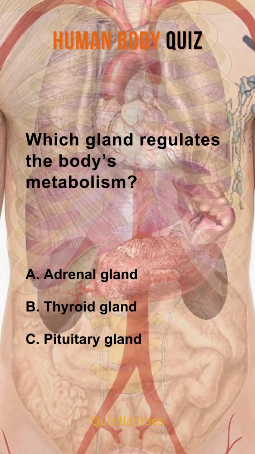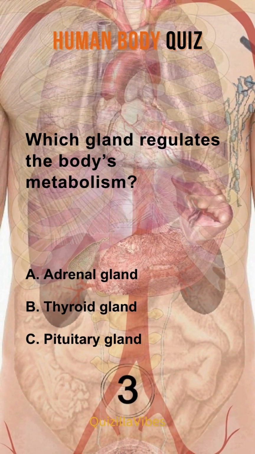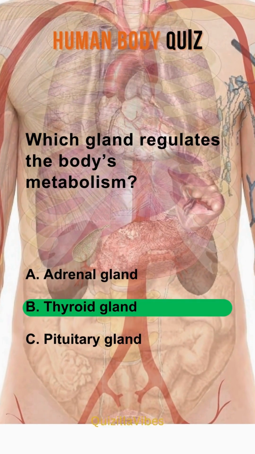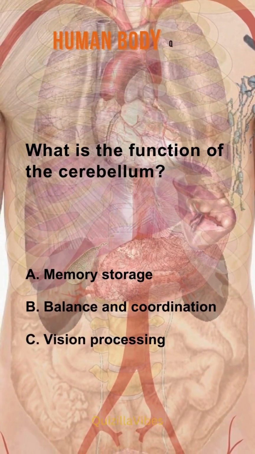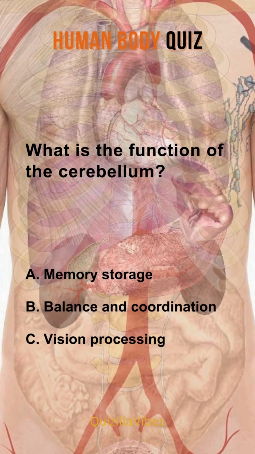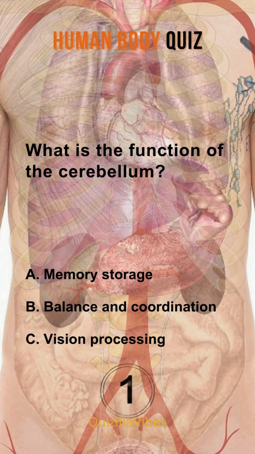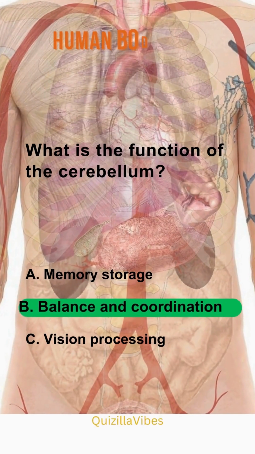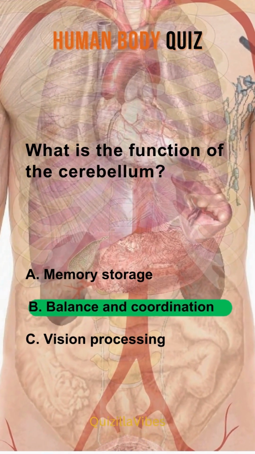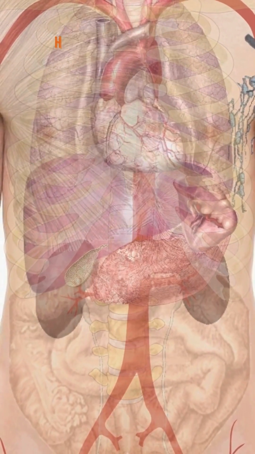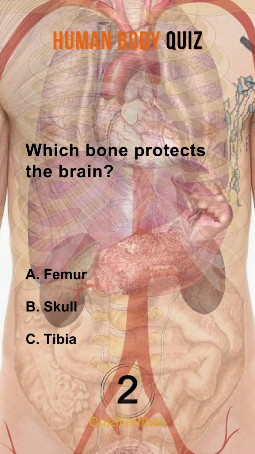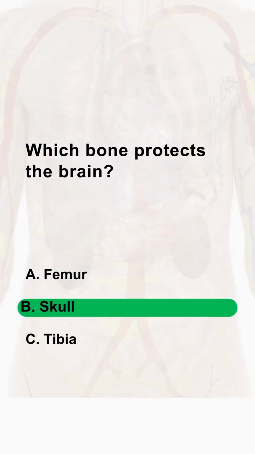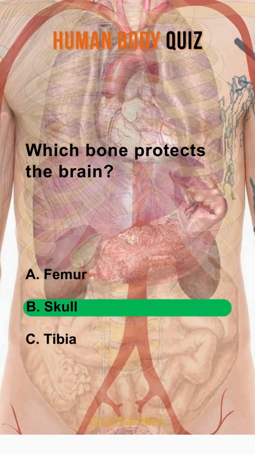Which gland regulates the body's metabolism? Thyroid gland. What is the function of the cerebellum? Balance and coordination. Which bone protects the brain? Skull.